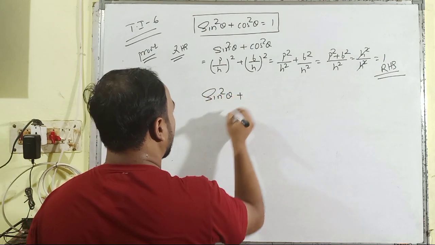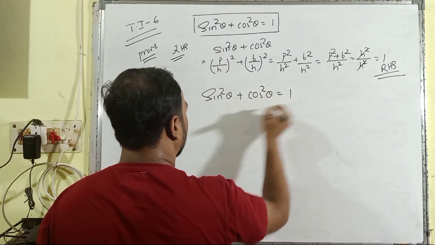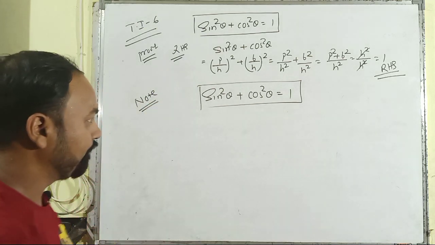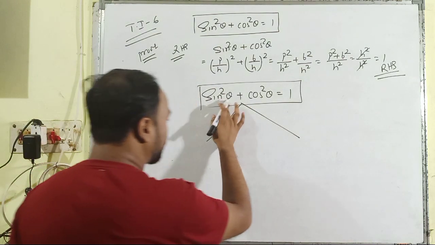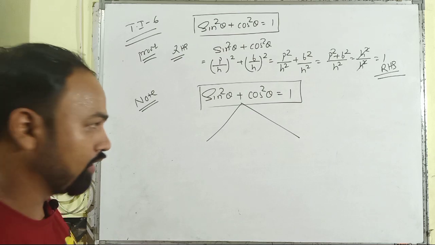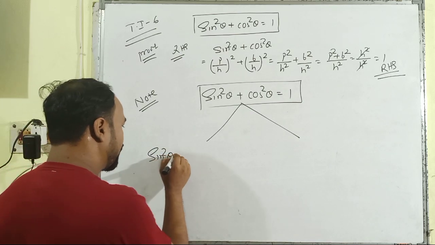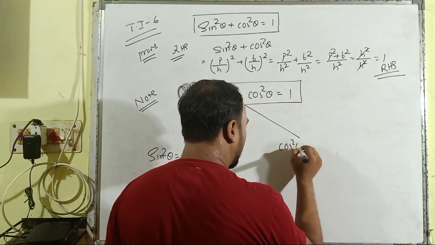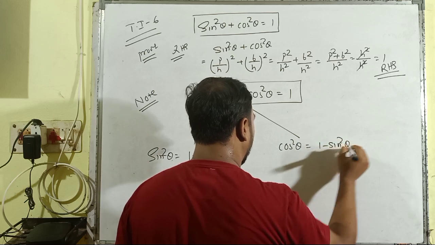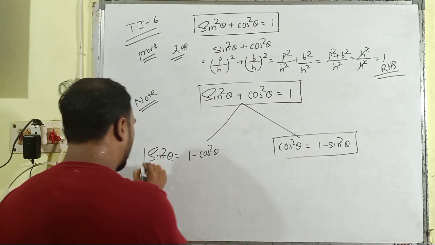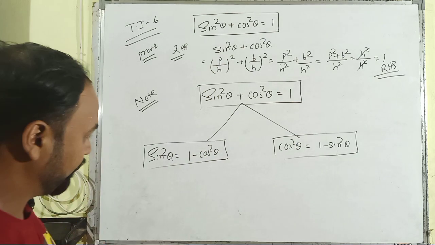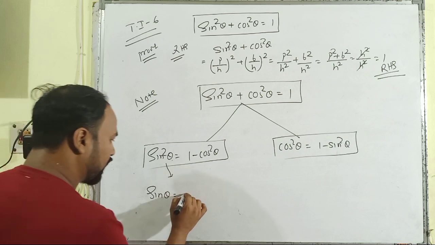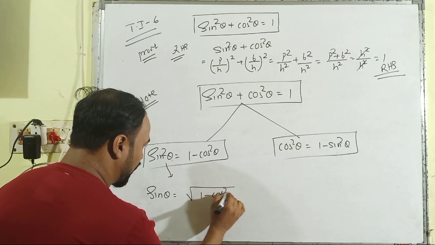But we can derive some other formulas from trigonometric identity number 6, and we can make a note here. As the sum of sin square theta plus cos square theta is 1, the value of sin square theta is 1 minus cos square theta, and the value of cos square theta is 1 minus sin square theta, and these are the two formulas among themselves. Then we can find out the value of sin theta. The value of sin theta is the square root of 1 minus cos square theta.